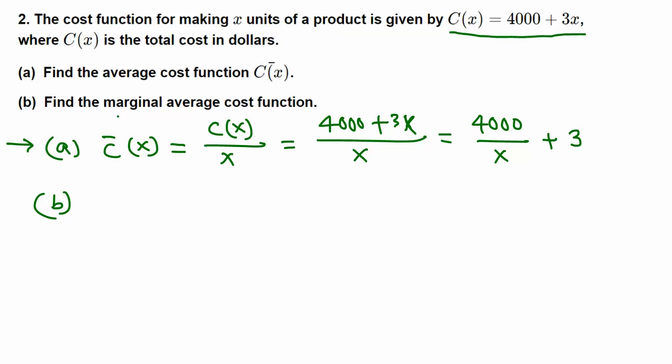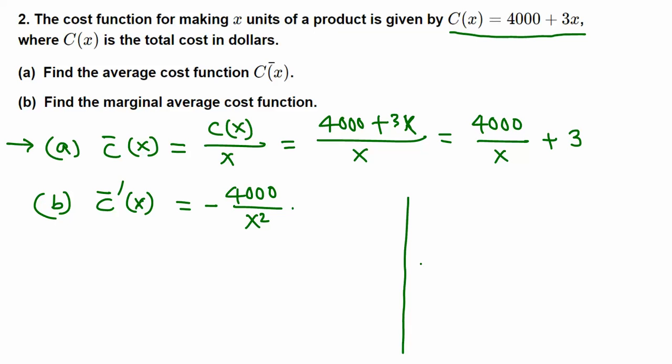Now find the marginal average cost function. So this is the average cost function. Marginal average cost function means find the derivative of this function. So C bar prime of x, marginal average cost function. Let's find the derivative. Derivative of 3 is 0, so we don't have to worry about the second term. Derivative of 4000 over x is given by negative 4000 over x squared.